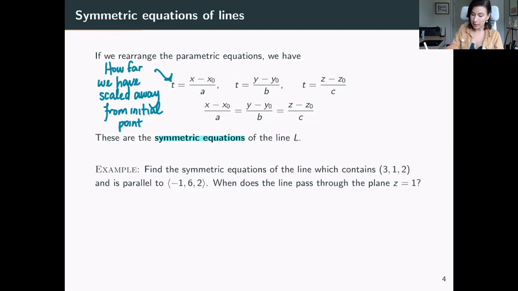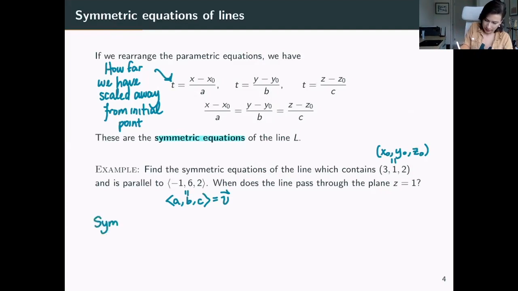So we can identify that (3, 1, 2) is going to be our x naught, y naught, z naught. And we know that the vector (-1, 6, 2) is going to be our vector A, B, C, which is giving direction. From here, we can just plug our values into the symmetric equations.